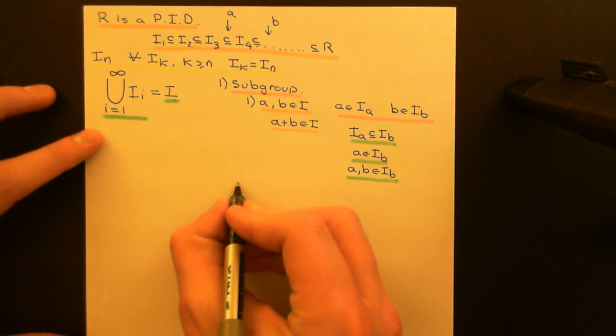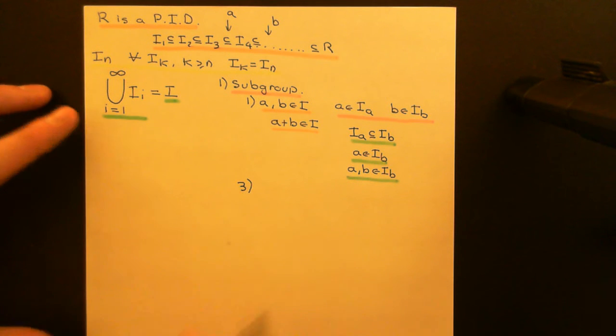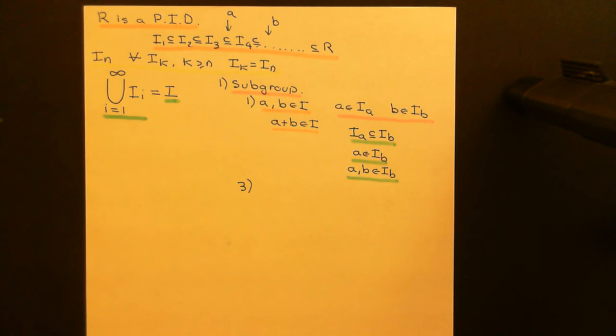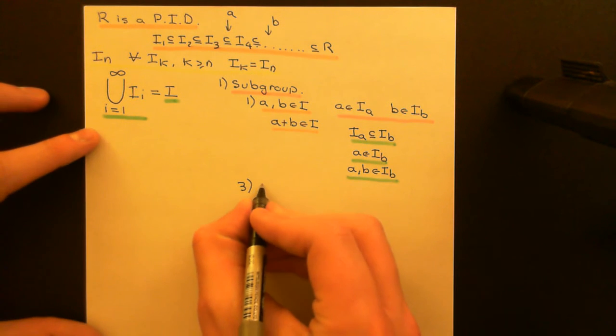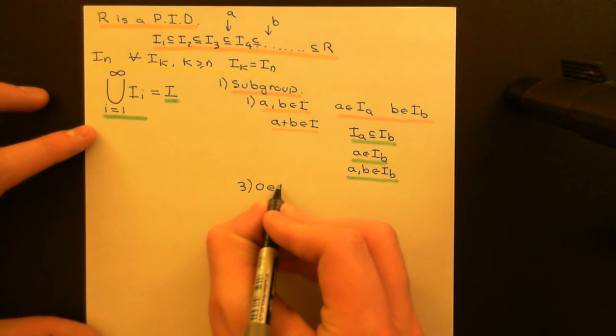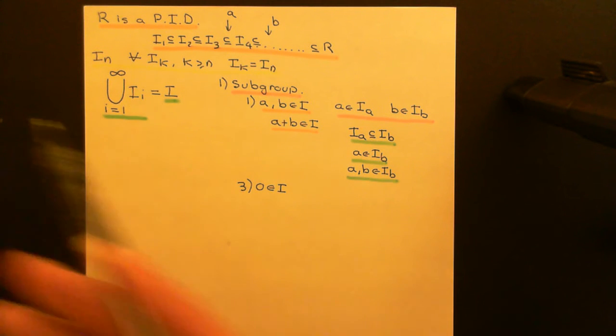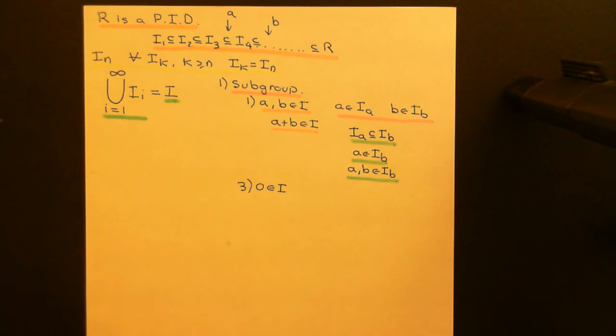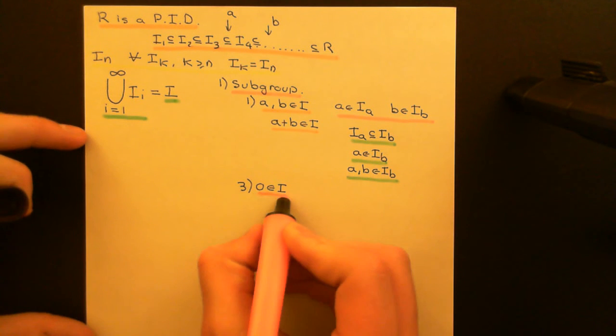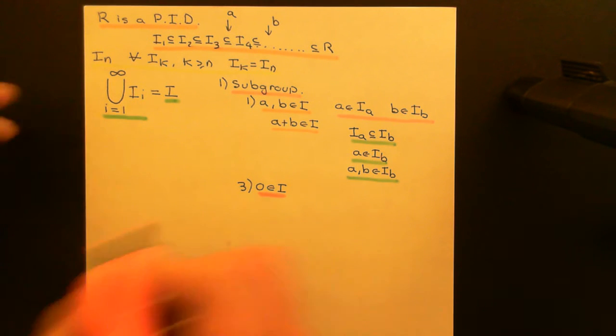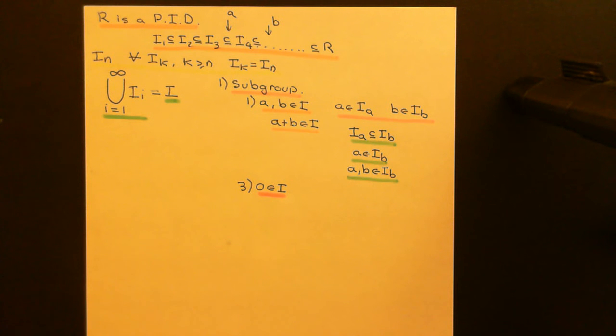Okay, so we don't need to worry about axiom number 2, associativity of a group, so let's skip that one and go on to axiom number 3 here. So we want to make sure that the additive identity 0 is an element of our subset capital I. Now of course that will be true, because in each one of these ideals you will have to have 0, because they're all additive subgroups, so of course when you union them all together, you will end up with 0 in the final answer.